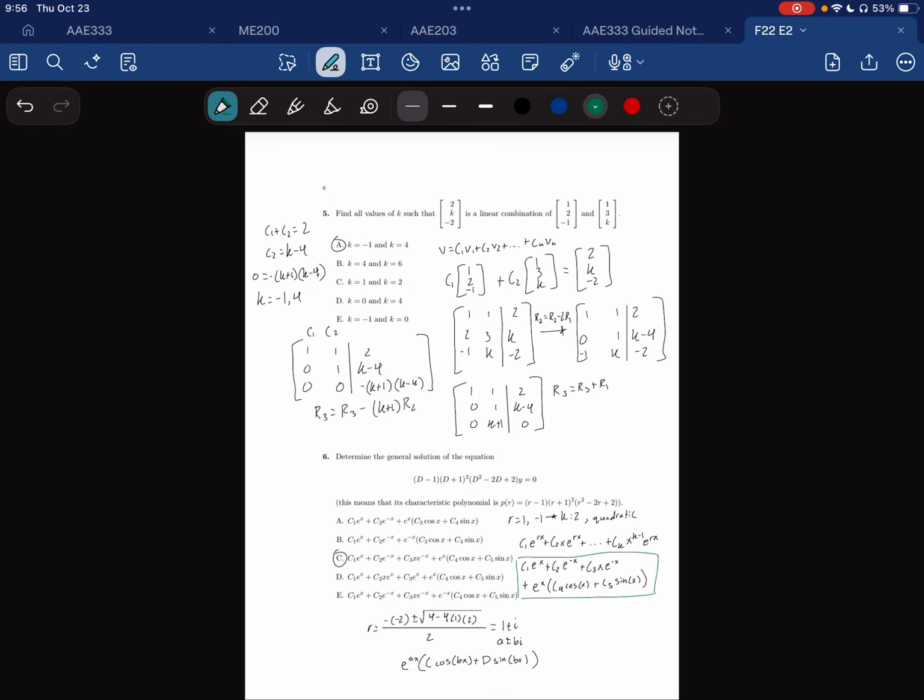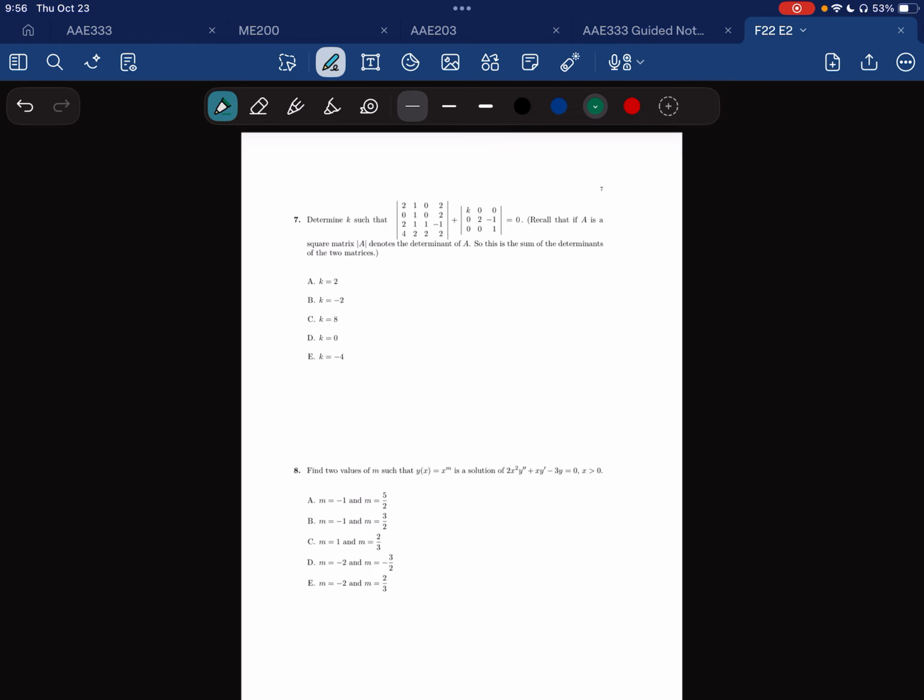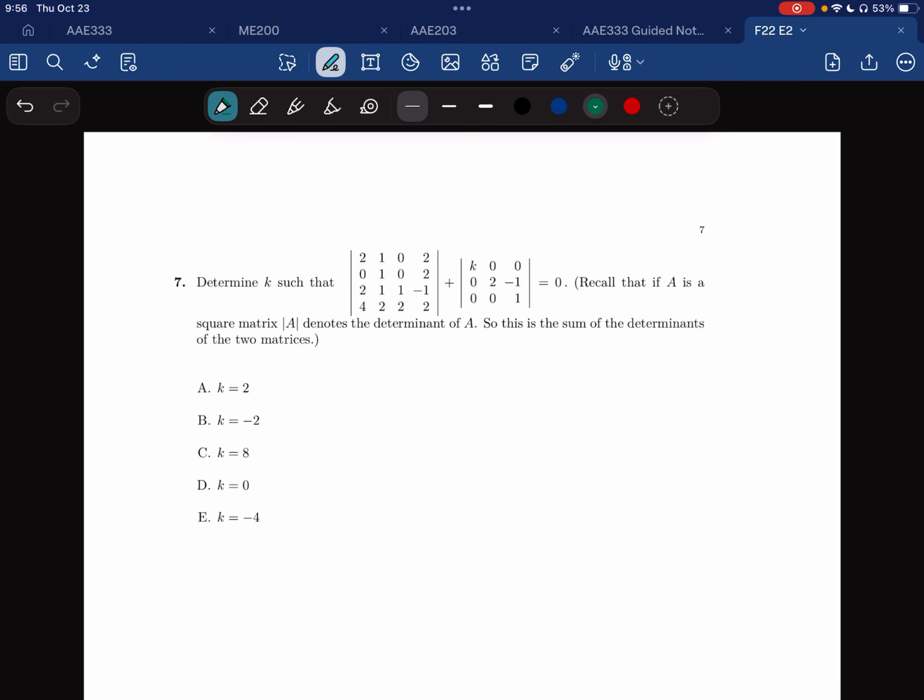Okay, on to question 7. And we're back to the linear. This is pretty easy. This just wants determinants, right? We just have to find the determinants, add them, and then find the value of k.